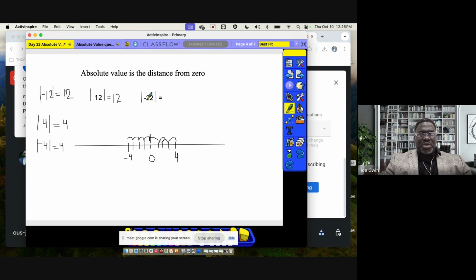Okay, now let's look at the absolute value of -22. How many spaces from 0 is -22? Well, there's 22 spaces from 0 to 22. And likewise, if we were doing absolute value of 22, that will also be 22 as well. Any questions? All right, let's do this next one. Let's go to the next problem.